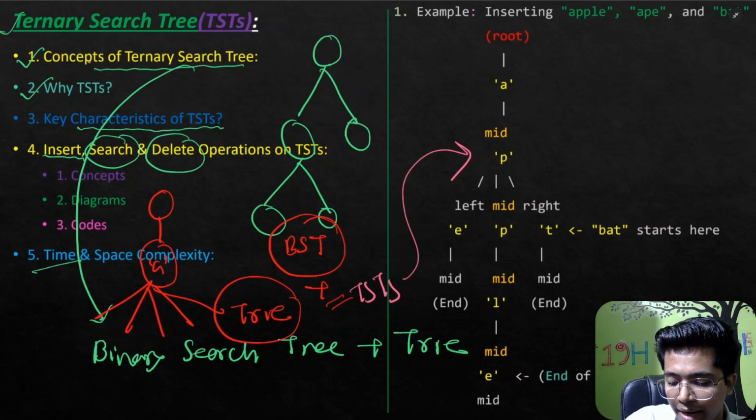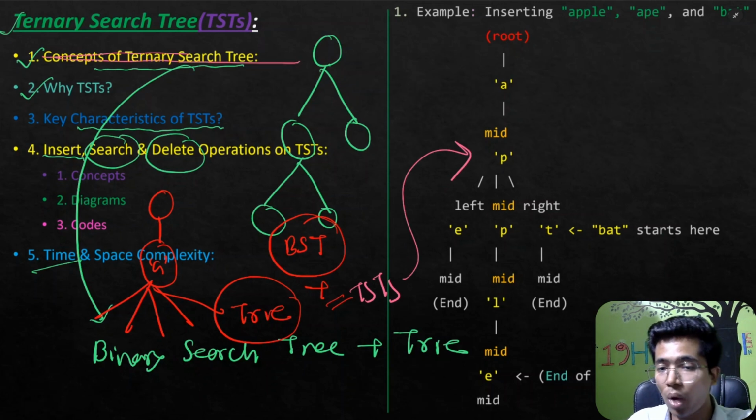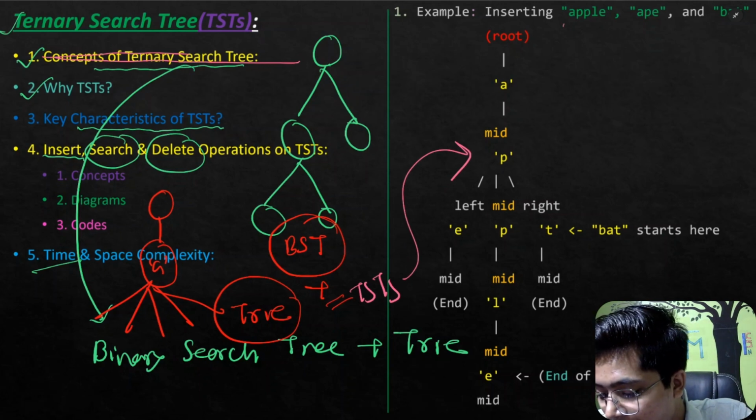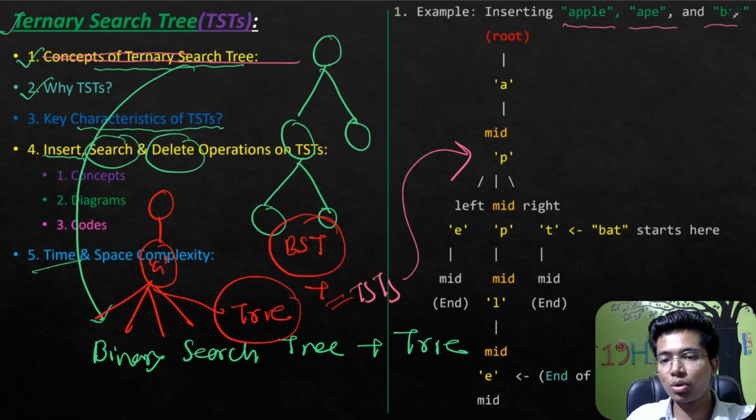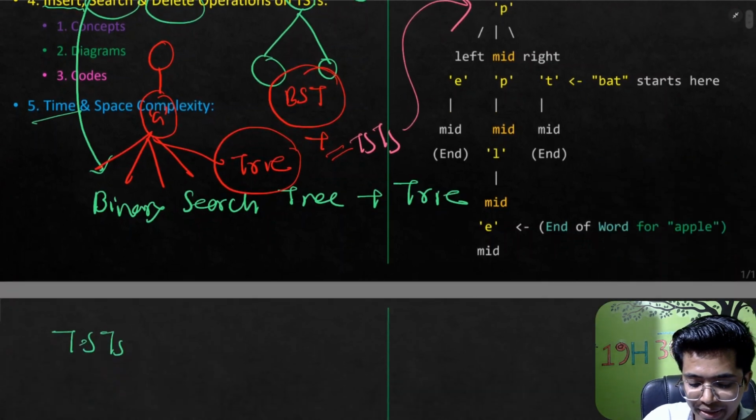Now we will be understanding why we actually need ternary search trees. Then I'll tell you how we can insert words, like there is the word apple, there is app, and there is bee. How can we insert those words inside this ternary search tree? So why TSTs?